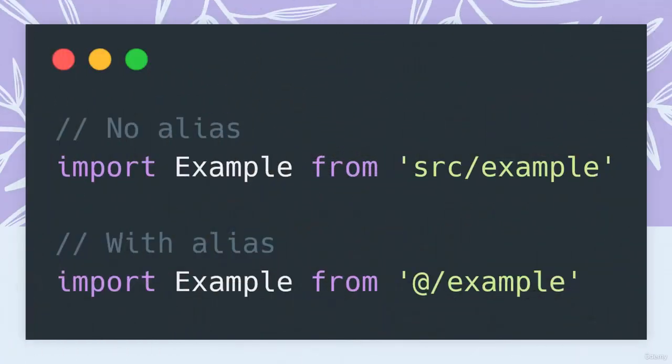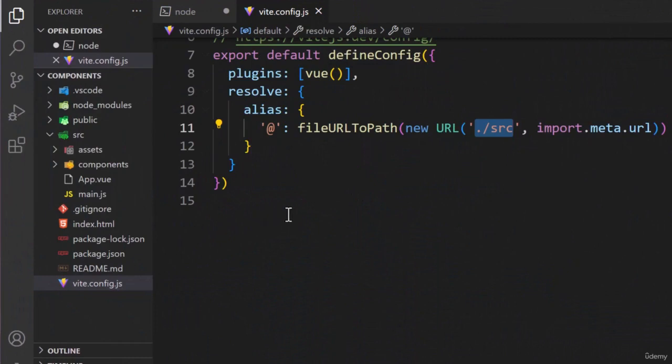Here's an example. Let's say we had a file called example.js. There are two options for importing this file. Firstly, we can type the path to the file. Alternatively, we can replace the source directory with the @ character. Vite will handle replacing this character with the appropriate path. Keep in mind, the alias is only available with Vite. We can't use the alias outside of it. Using the alias is completely optional.